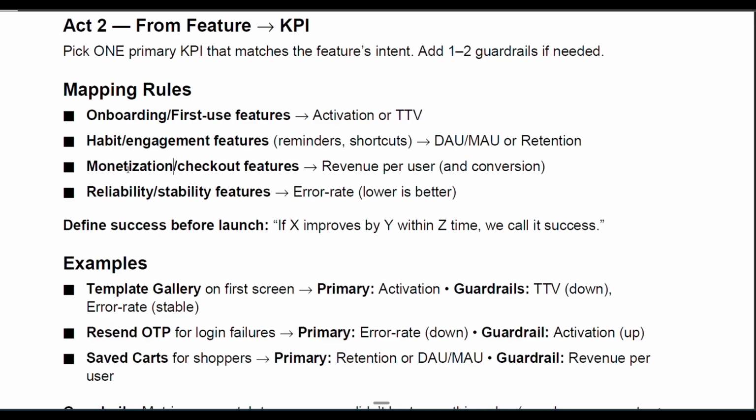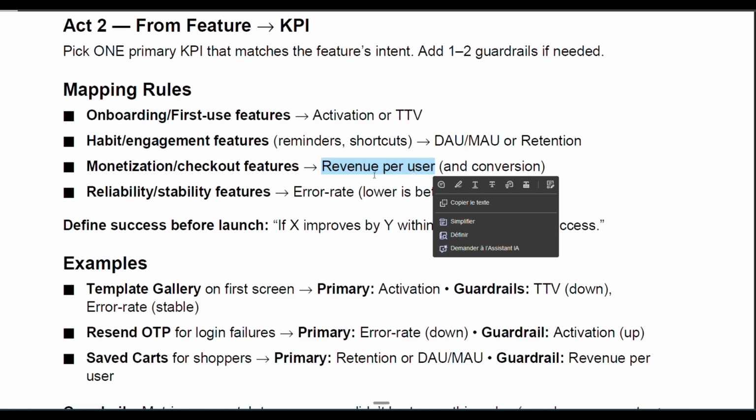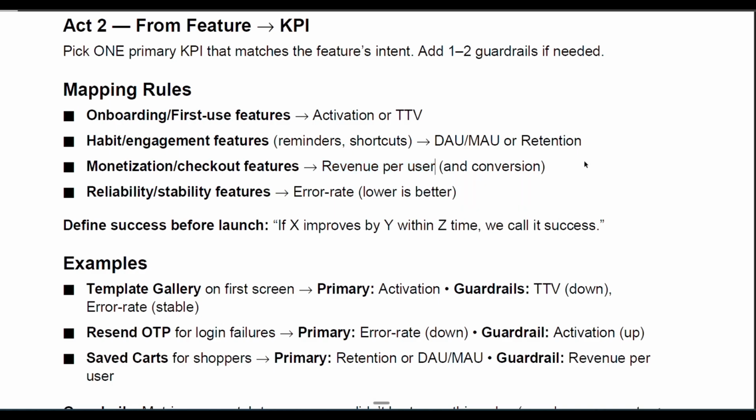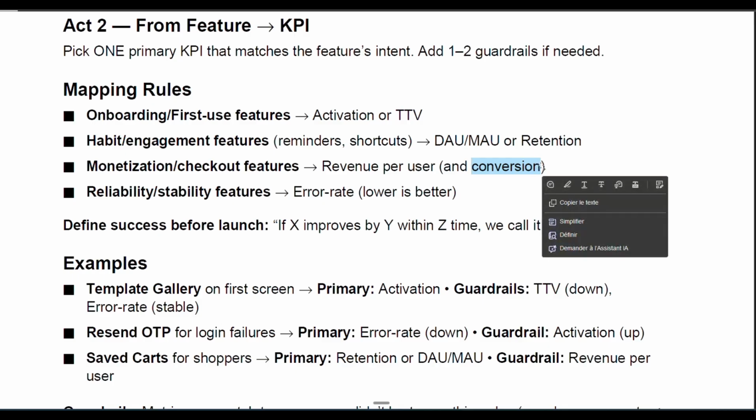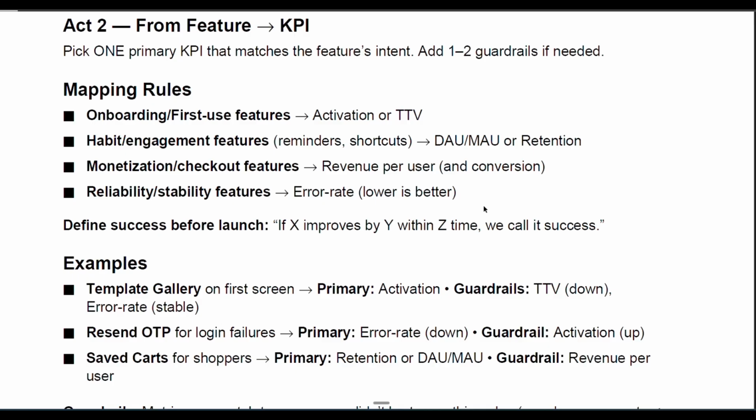Now, let's assume you added monetization and or checkout features, like you added a new payment gateway or something like that, or say you added a new tiered pricing, or you added something else like a freemium model or something, then probably your KPI could be the RPU, or revenue per user, average revenue per user, and the conversion rate, of course. Like how many people are converting from the freemium model to a paid model, or in a tiered pricing, how many users are converting, right?